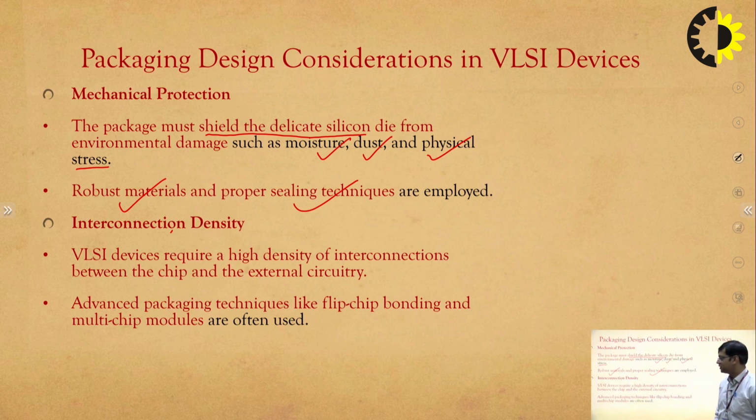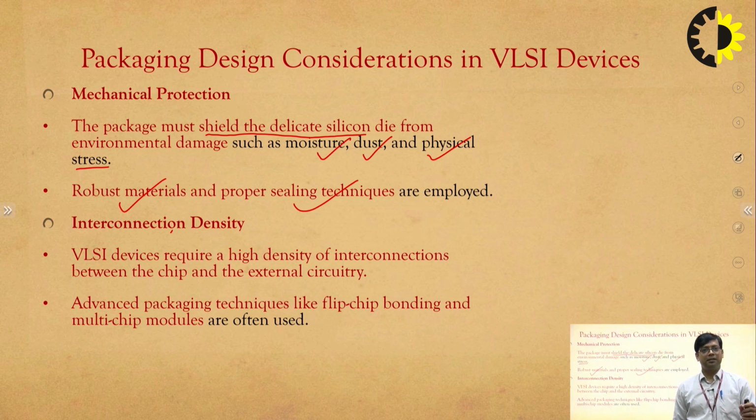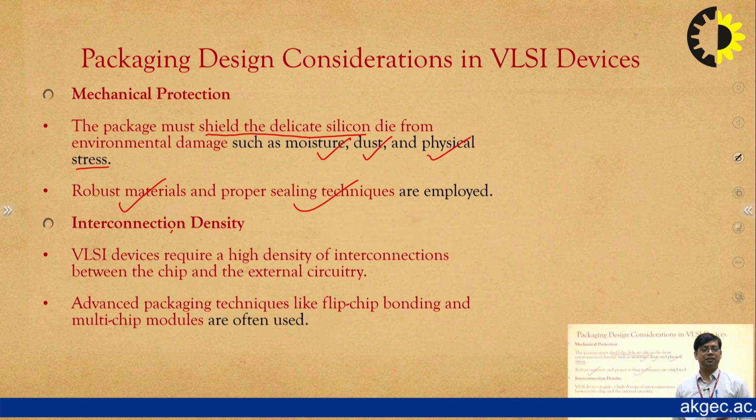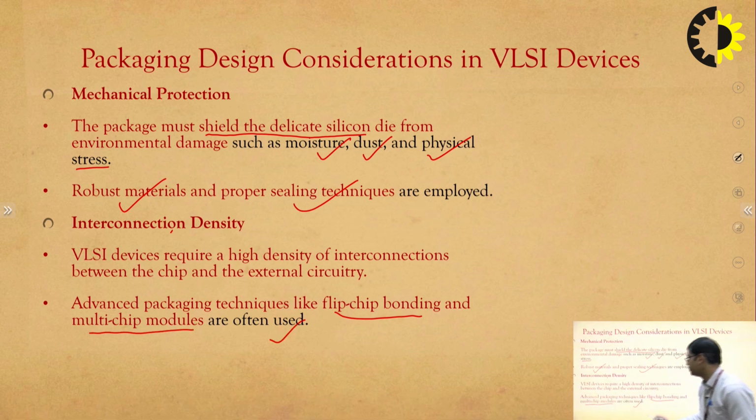Next point is interconnection density. Now, the VLSI devices require a high density of interconnections between the chip and the external circuitry. As we know that VLSI stands for very large scale integration. So, there is a large integration of interconnections, and so the packages that we use must also support high density of integration. So, for that, advanced packaging techniques like flip chip bonding and multi chip modules are often used.